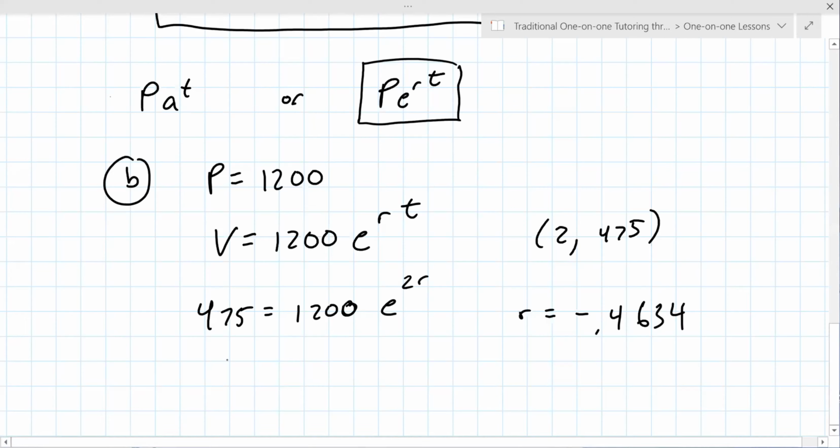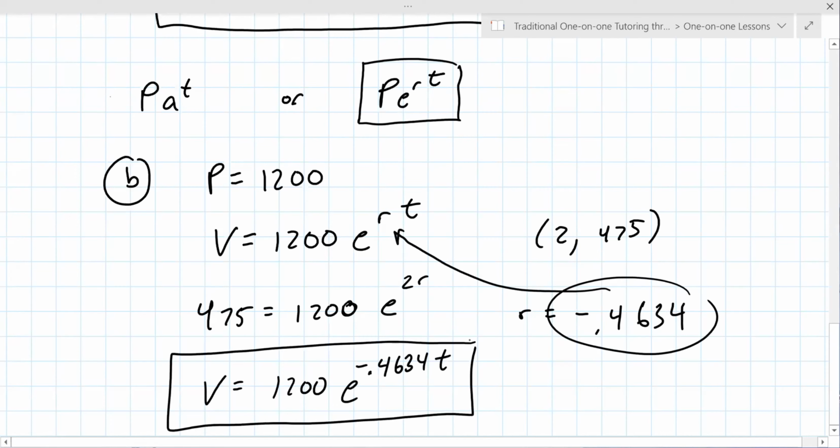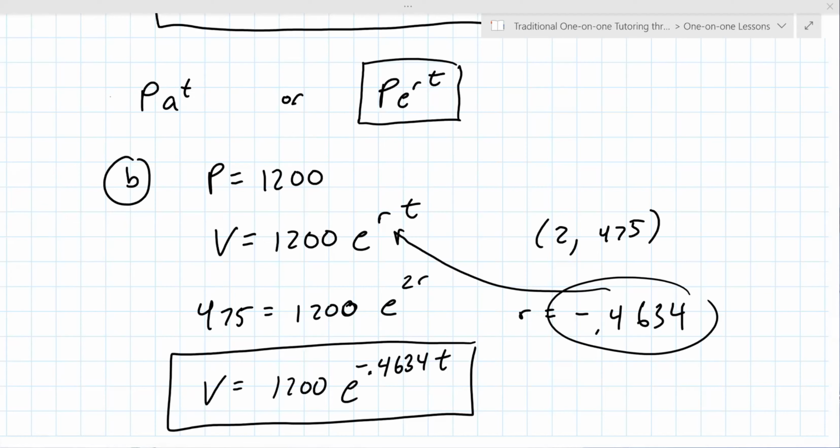Okay. So your final answer, you're putting this number in here. So it's V equals 1200 e to the minus 0.4634 t. Anything you'd like me to cover again on that? Good. Okay.